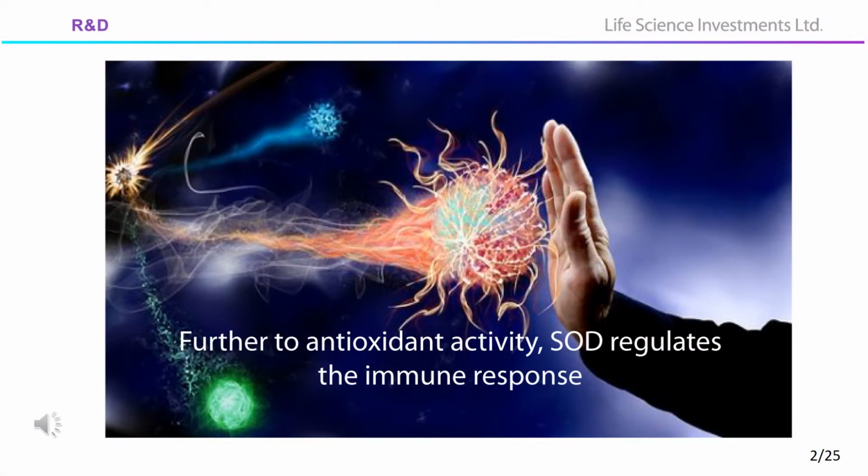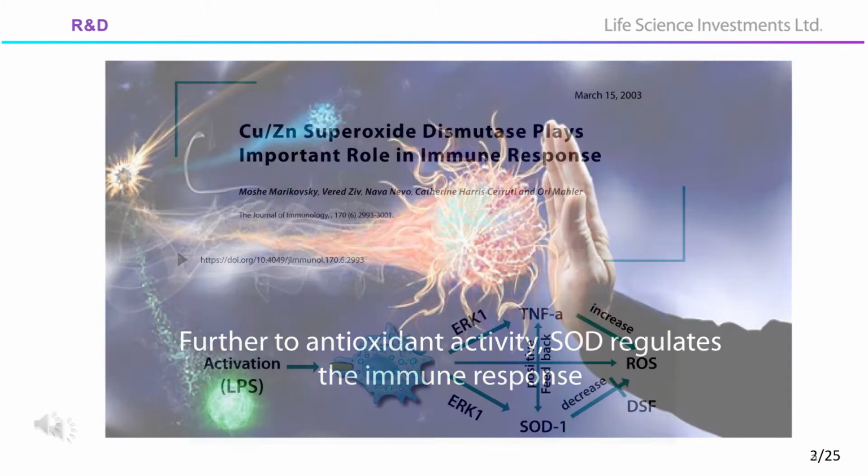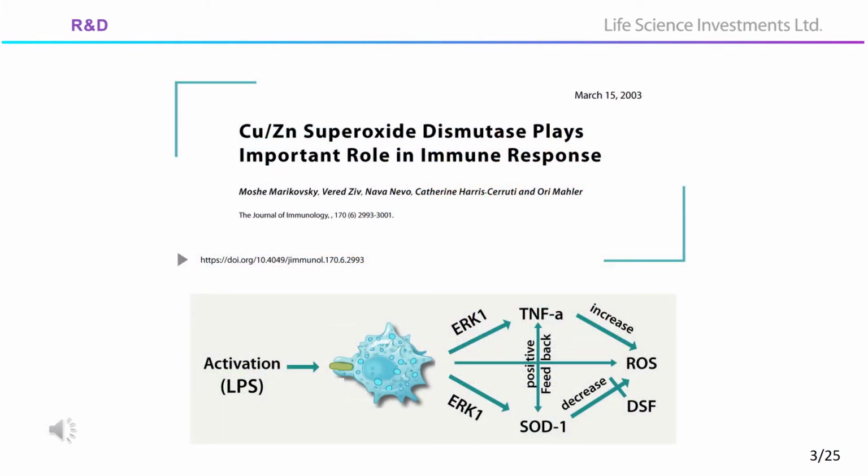Superoxide dismutase is not only an antioxidant, but thanks to its antioxidant activity, it will also regulate the immune response. How does superoxide dismutase regulate immune response? Here we have the explanation.